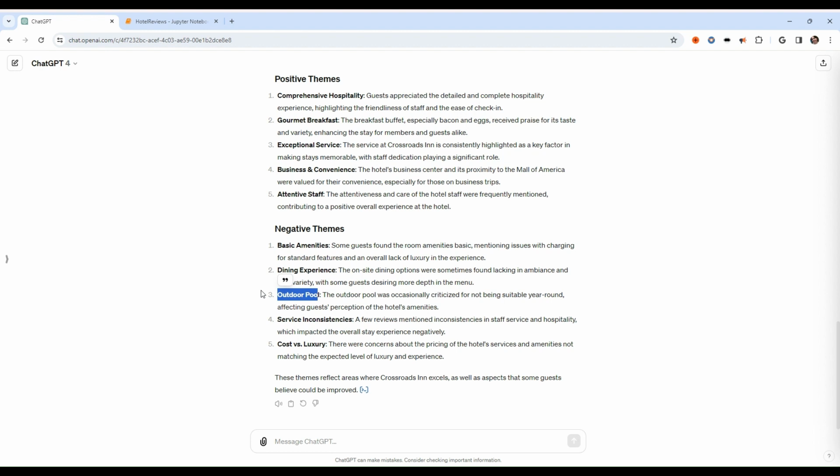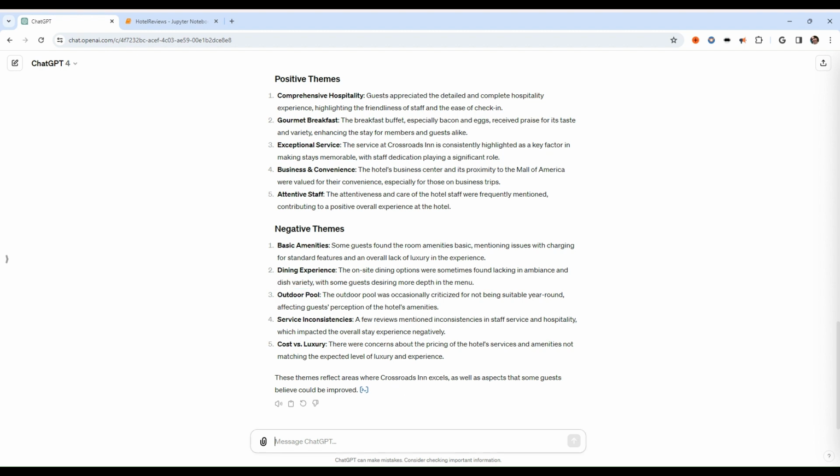Well, the outdoor pool is criticized for not being suitable year round. Well, we are talking about a hotel in Minnesota where it is a frozen tundra most of the year. Service inconsistencies: a few reviews mention inconsistencies in staff service and cost versus luxury. There are concerns about pricing of the hotel's services and amenities.